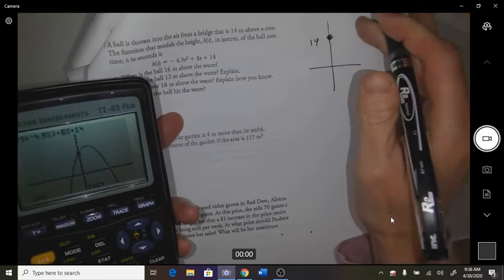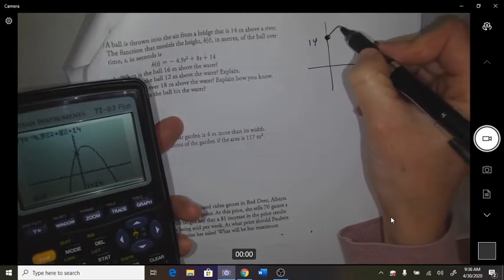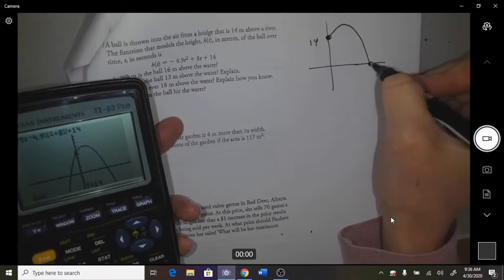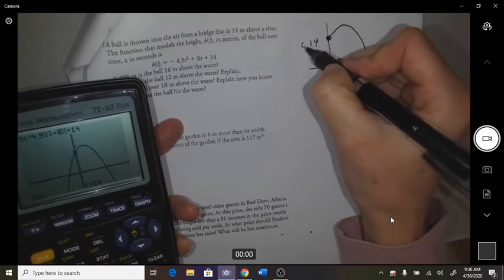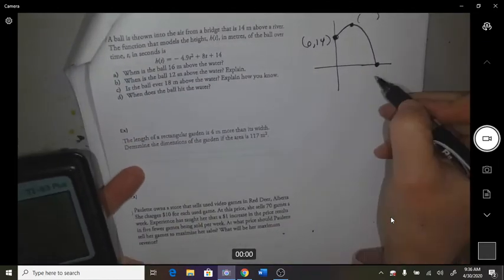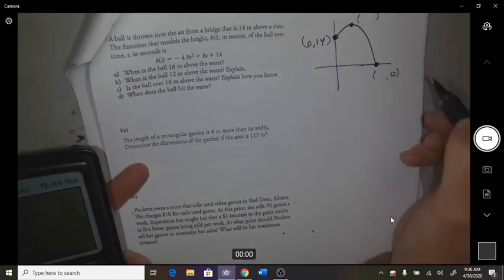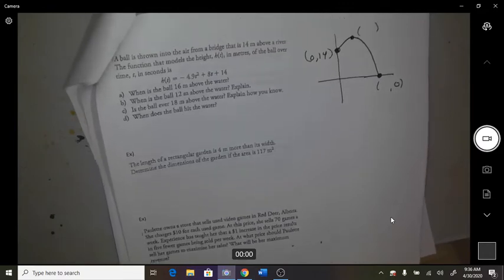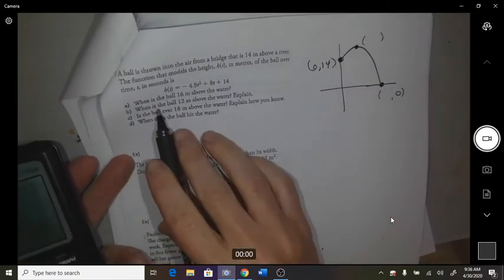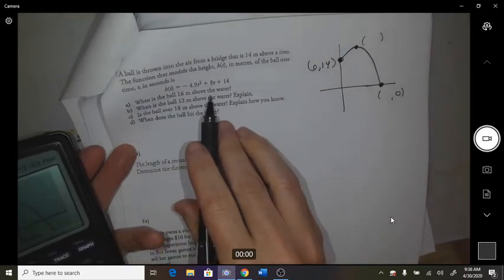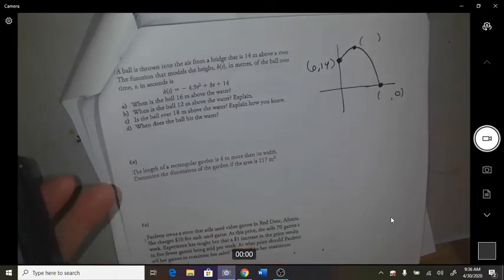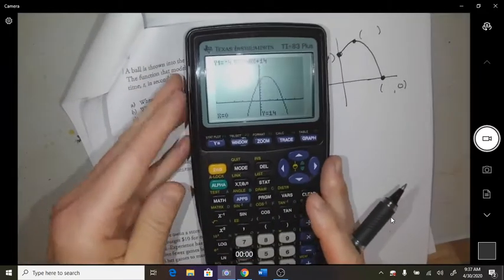And then the ball goes up. And then it hits. Okay, and so that's kind of what I know right away, that it goes up and then it hits. So when is the ball 16 meters above the water? When is the ball 12 meters? Okay, so here's what we're going to do.